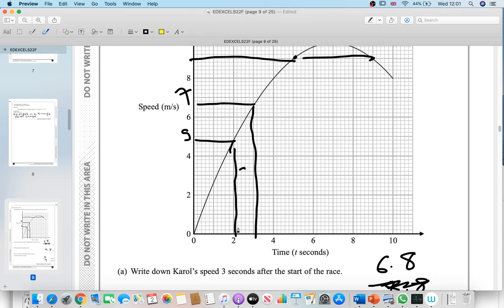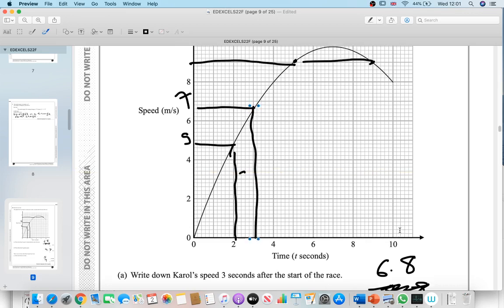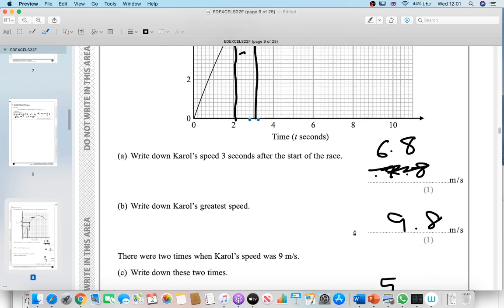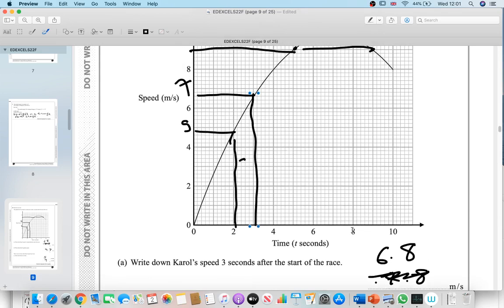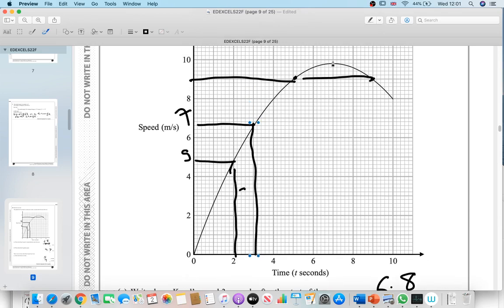So 3 seconds would be here. So 3 seconds is roughly 6.8 meters per second. Write down Carol's greatest speed. Well, greatest speed is going to be here, isn't it? So greatest speed is roughly 9.8.